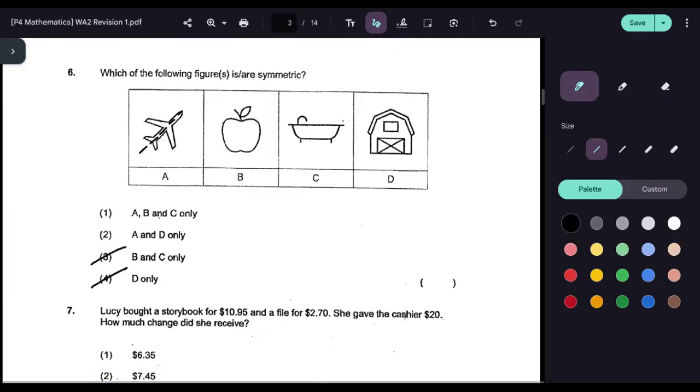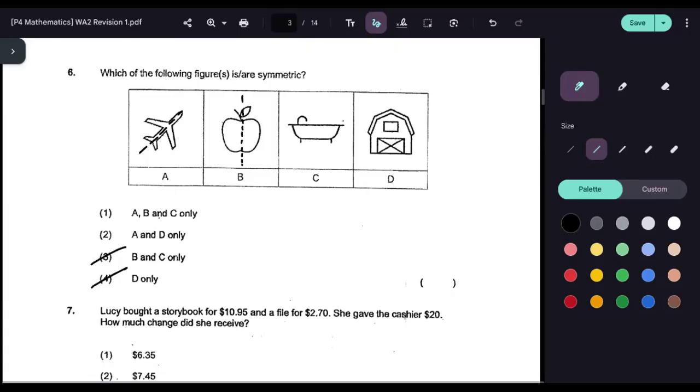Okay, next, option B. Option B is an apple. Okay, how do we test whether it's symmetrical? You cut like this. Okay, are they symmetrical? The answer is yes, they are. So B is also symmetrical. Okay, now comes the difficult part. We have C and D.